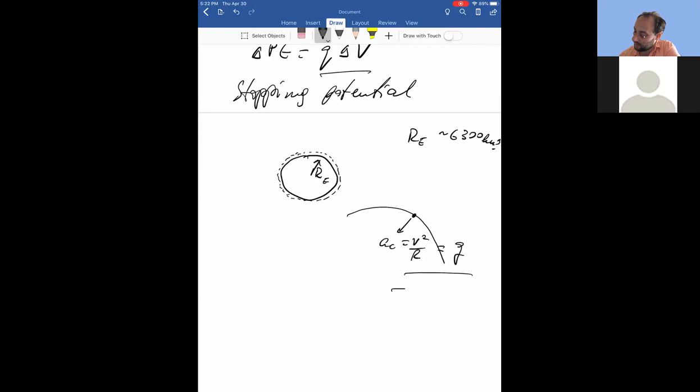Okay, so from here you can get V, and if you know V, you can get kinetic energy. It's quite a large value by human standards, by conventional standards, but you will see that you can actually get more than enough from just converting 1 kilogram of mass to other forms of energy. You know, mass energy to other forms of energy.